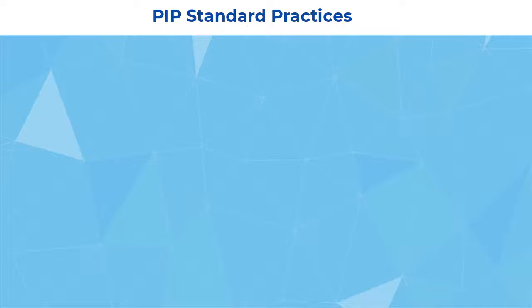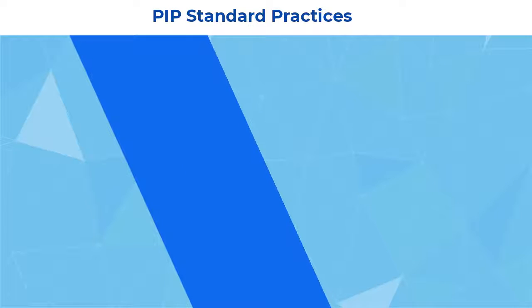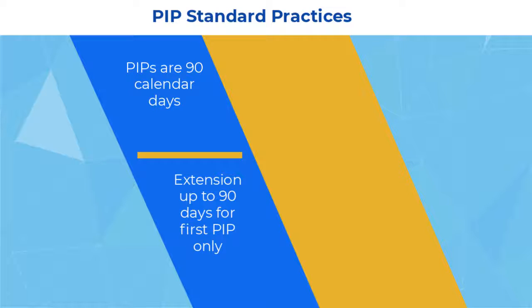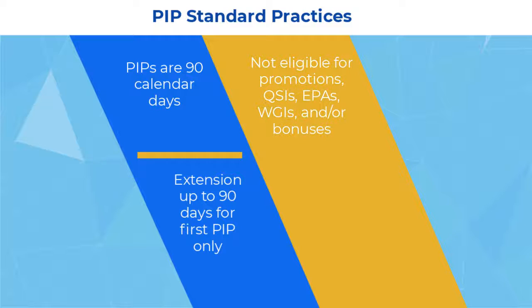Supervisors should become familiar with the PIP standard practices, including all PIPs are to be 90 calendar days in length. Supervisors may extend an employee's first PIP by 90 days to meet PIP requirements to allow more time to observe performance. An employee receiving a not meeting expectations in their performance summary is not eligible for promotions, quality step increases or QSIs, exceptional performance awards or EPAs, within grade increases and/or bonuses.